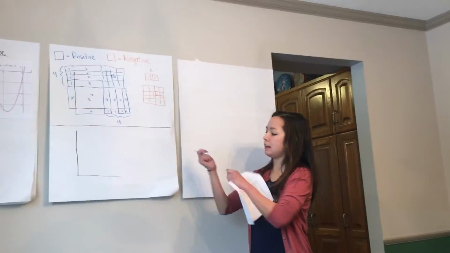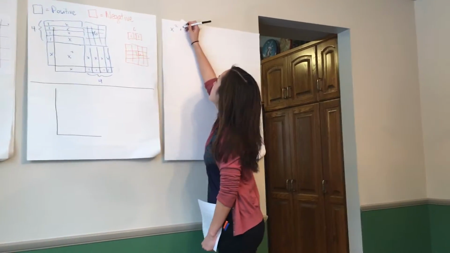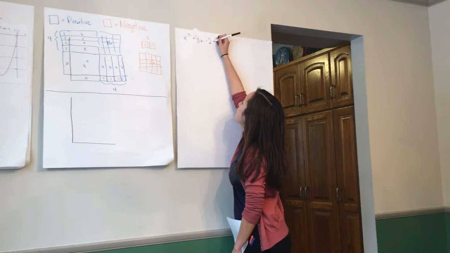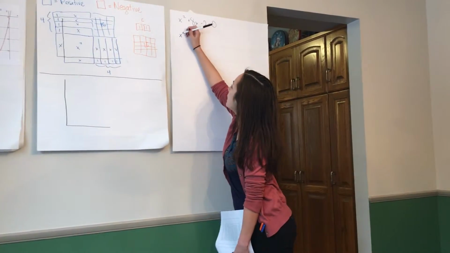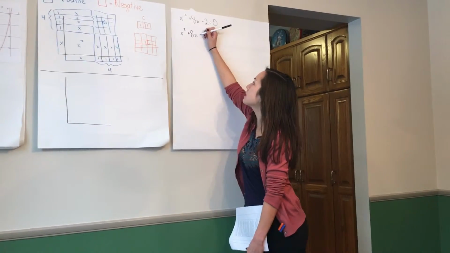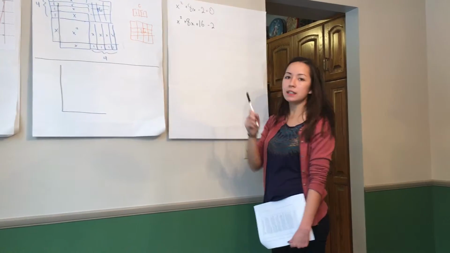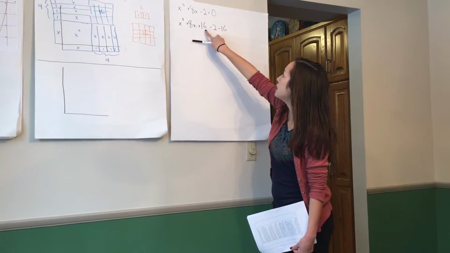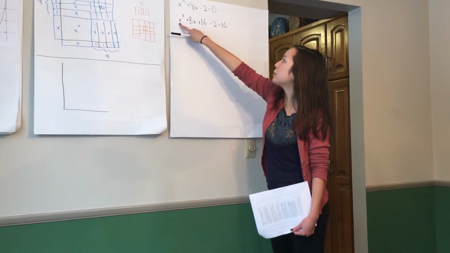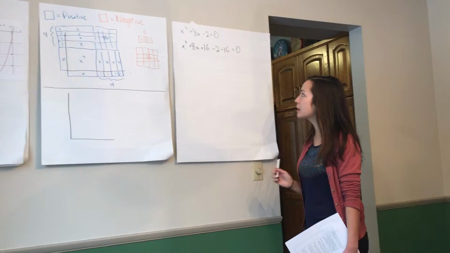So we're going to move over here now. So let's write out our original equation. X squared plus 8x minus 2 equals 0. We're adding 16, so we'll write x squared plus 8x plus 16 minus 2, which was our c, and then we're also subtracting 16. So this 16 cancels this 16, and we're left with our original equation. So we get equals 0.